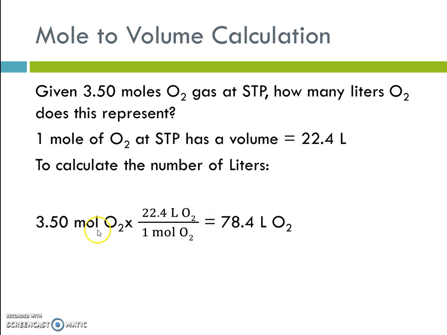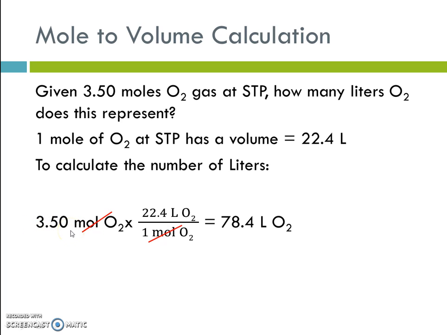It's important to note that since we started with moles of oxygen, we have to set up our conversion with moles of oxygen in the denominator. That way, moles of oxygen cancels out, and we're left with liters of oxygen, which is what we're trying to get. Then we look at the number of significant digits here.